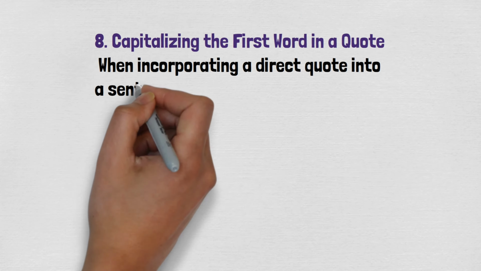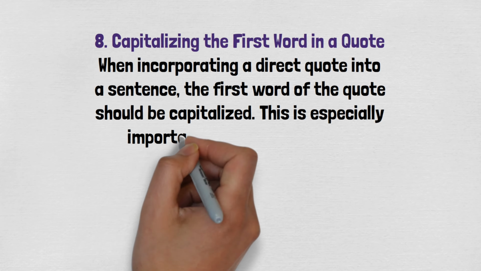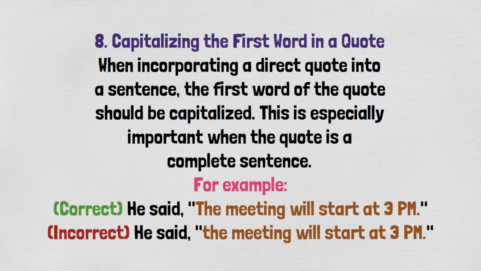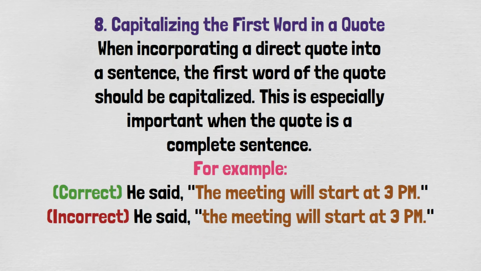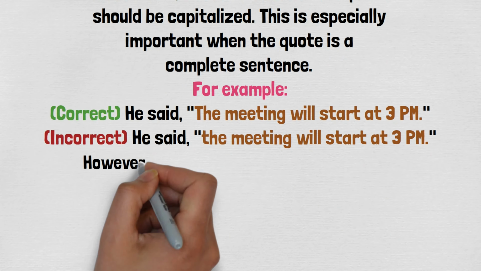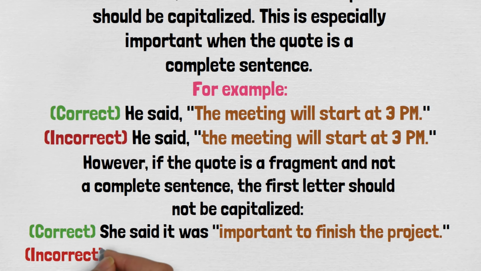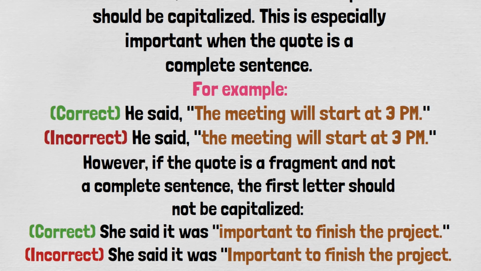8. Capitalizing the first word in a quote. When incorporating a direct quote into a sentence, the first word of the quote should be capitalized. This is especially important when the quote is a complete sentence. For example, correct: He said, "The meeting will start at 3 p.m." Incorrect: He said, "the meeting will start at 3 p.m." However, if the quote is a fragment and not a complete sentence, the first letter should not be capitalized. Correct: She said it was "important to finish the project." Incorrect: She said it was "Important to finish the project."